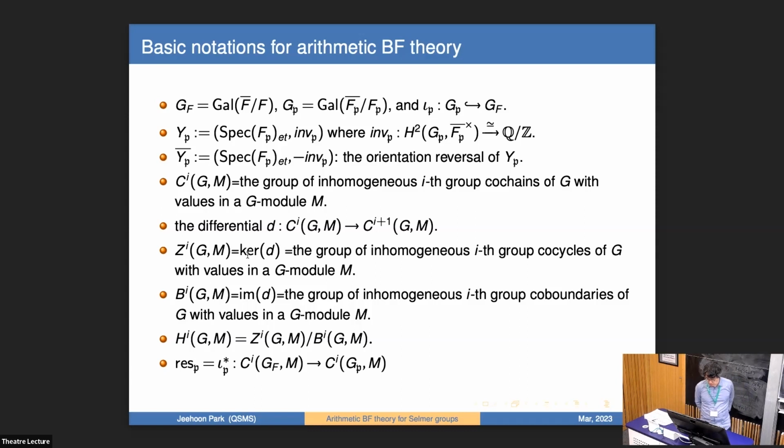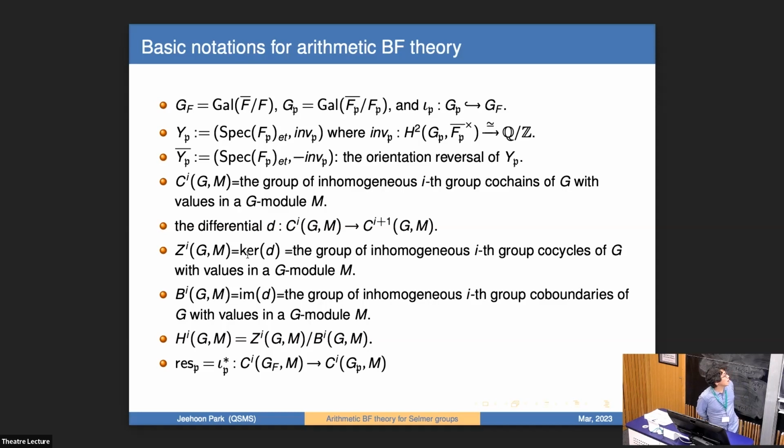And Y_p is Spec F_p. That's a closed 2-dimensional thing with an invariant map. So the invariant map actually gives an orientation of Spec F_p. The local invariant map is the isomorphism from H^2(G_{F_p}, F_p-bar^*) to Q/Z. And then Y_p-bar is simply taking the minus sign of the invariant.